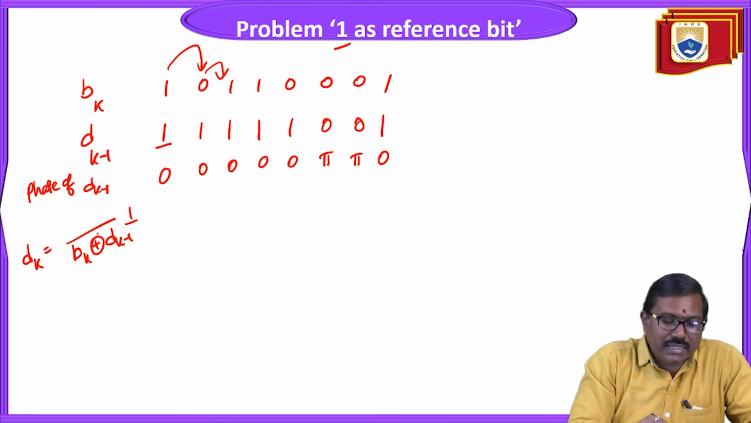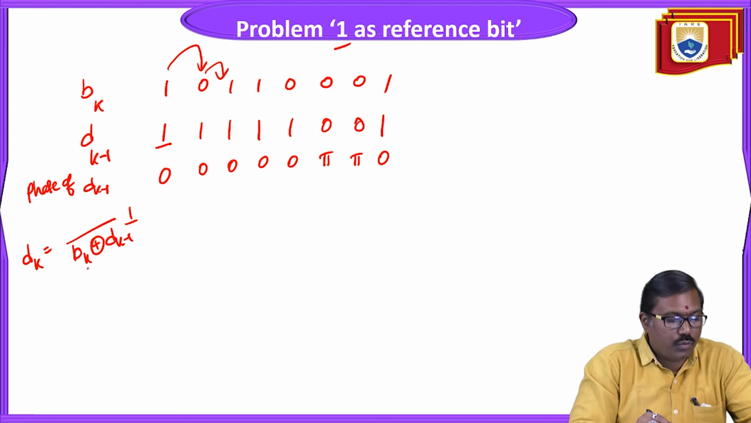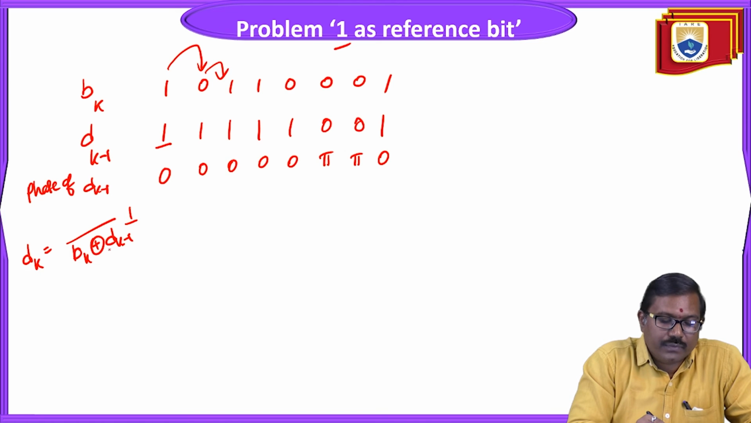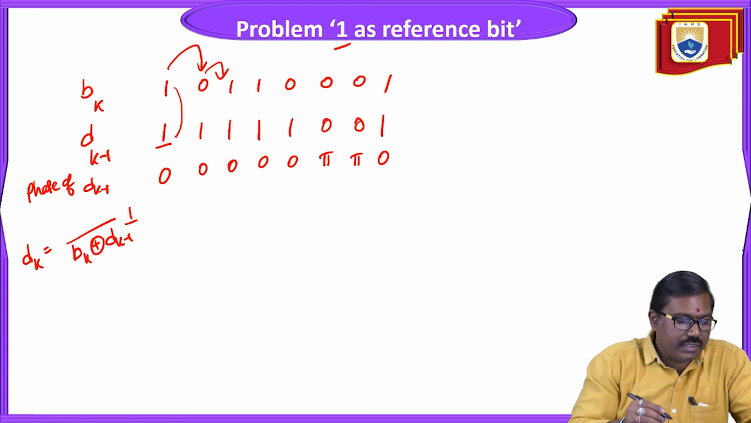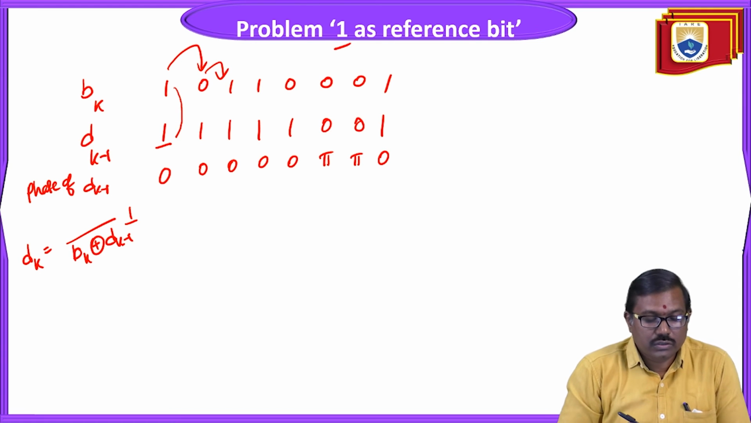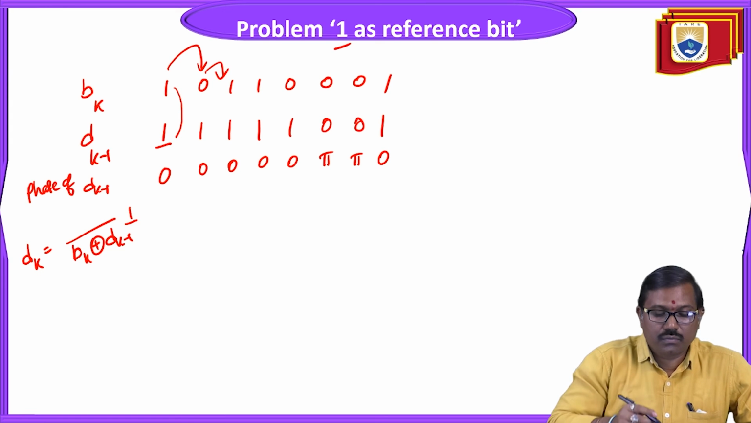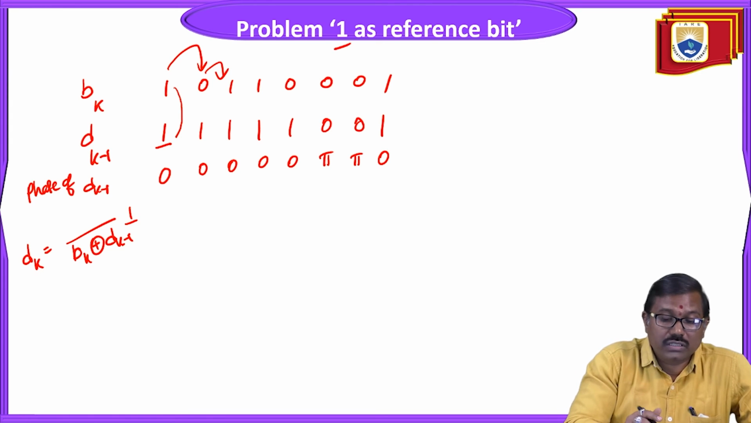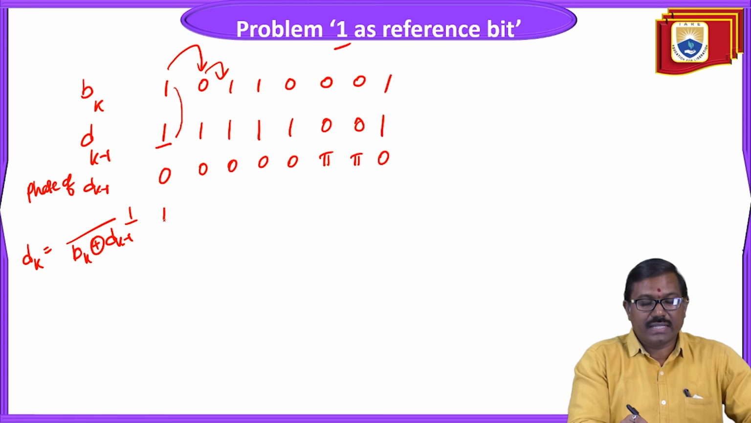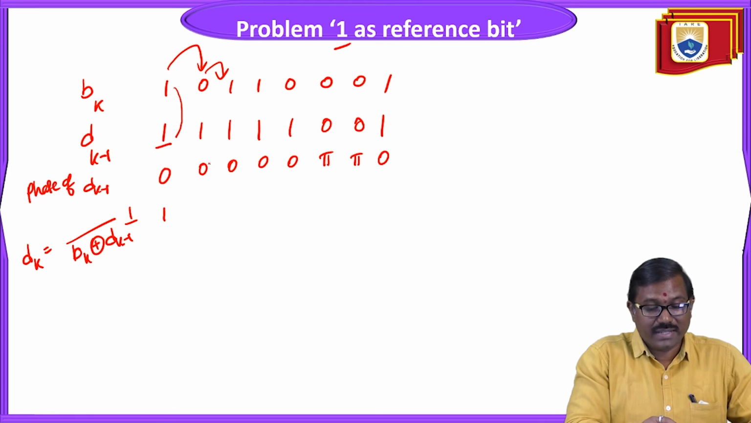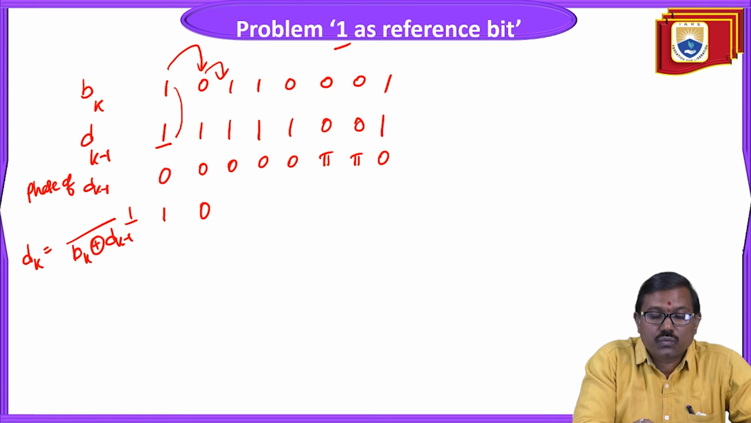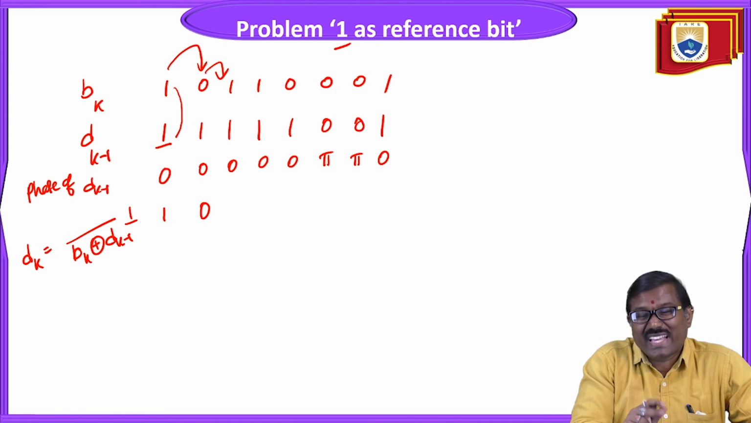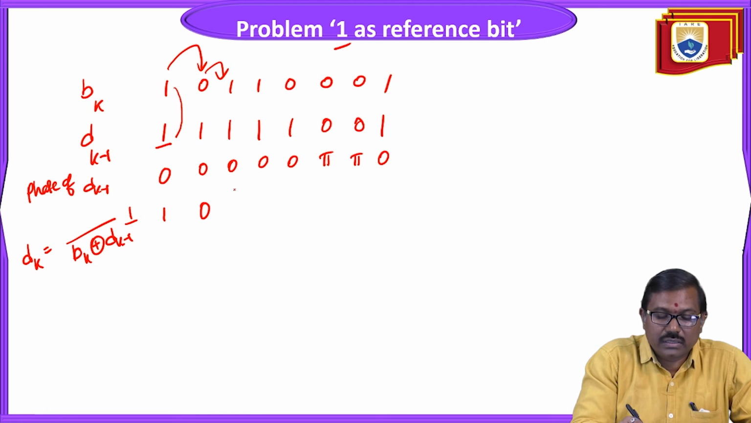So now the DK is the complement of this BK XOR DK minus 1. So here we operate in between these two. 1 1 is 0 for XOR, but the complement is 1. Again 0 1 is 1 for XOR, but the complement is 0, and 1 1 is also 0 for XOR, but the complement of XOR is 1.